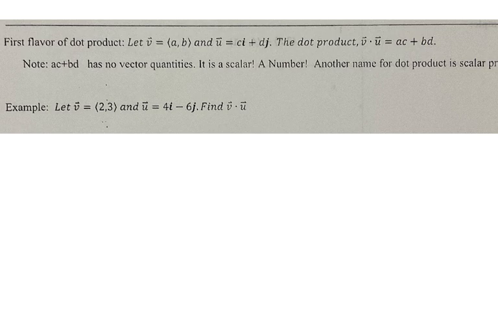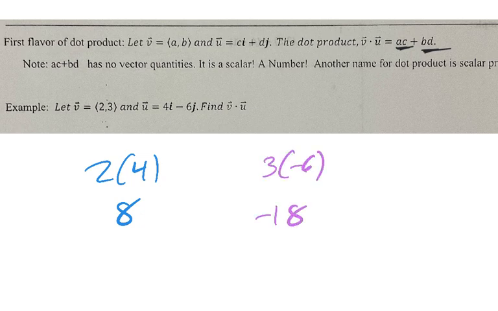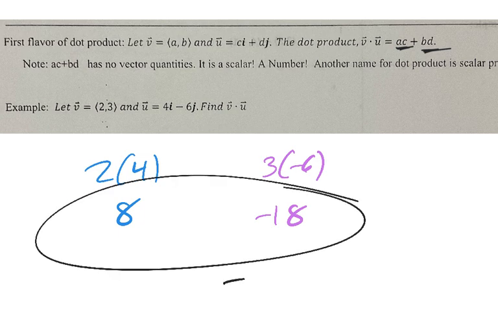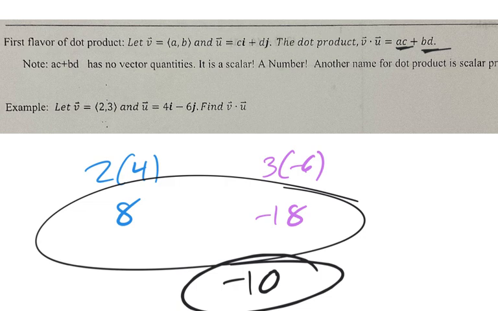So to get the dot product, here's what we do. We're going to multiply the x parts together, multiply the y parts together, and then combine them. That's all there is to it. So what are my x parts here? 2 and 4. That gives me 8. What are the y components here? 3 and -6. That gives me -18. What is 8 minus 18? -10. That's the dot product.